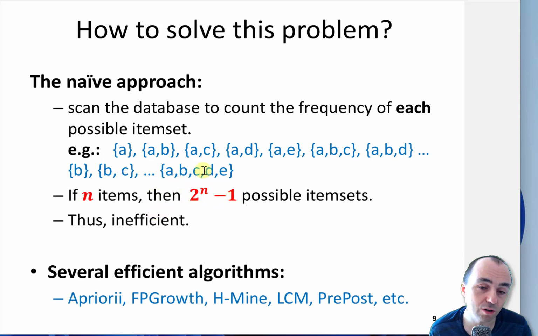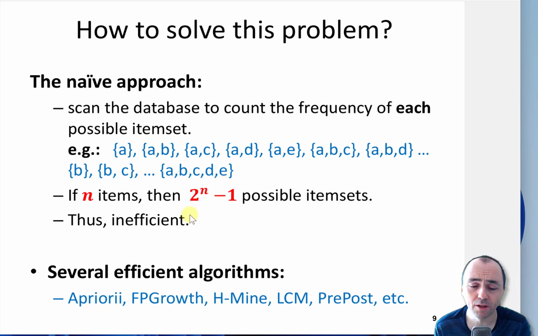So if you have only 5 items in your database, it's not a big problem to count all these possibilities. But let's say you have a store with 1 million items like Amazon, then 2 to the power of 1 million will be huge. So we don't want to use the naive approach where we count all the possibilities.